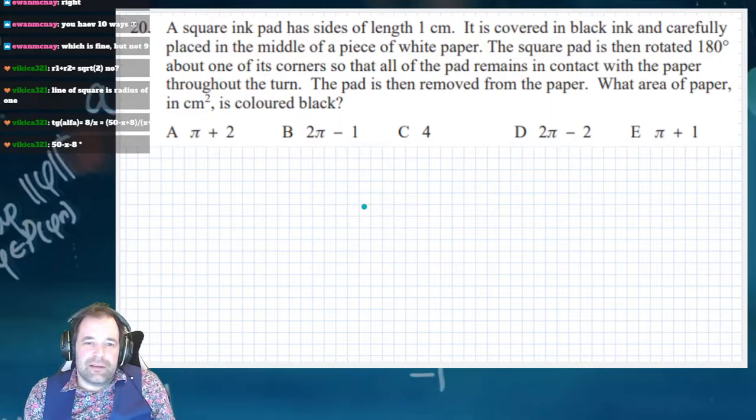A square ink pad, of side length 1, is covered in black ink and carefully placed in the middle of a piece of white paper. The square pad is then rotated 180 degrees about one of its corners, so that all of the pad remains in contact with the paper throughout the turn. The pad is then removed from the paper. What area of paper in centimetres squared is coloured black?